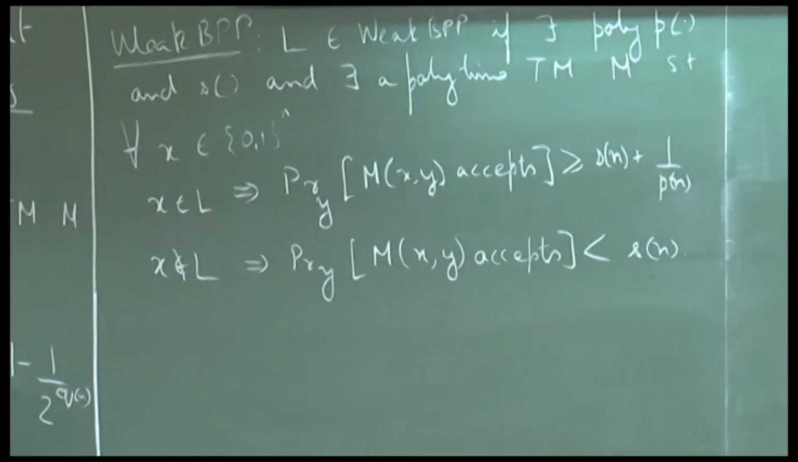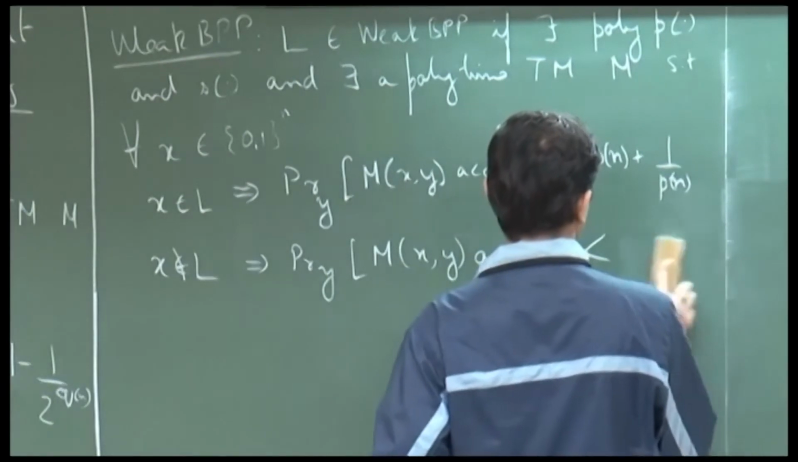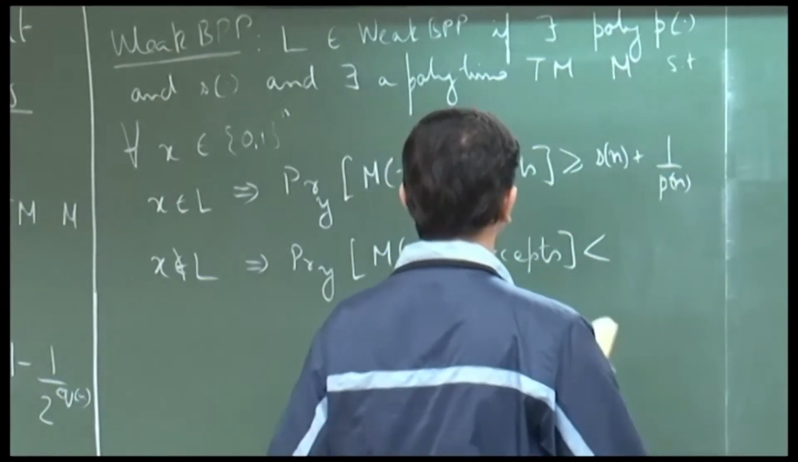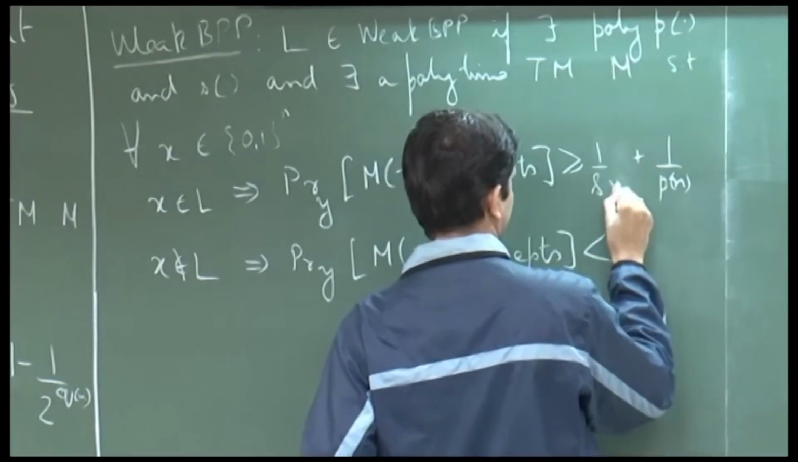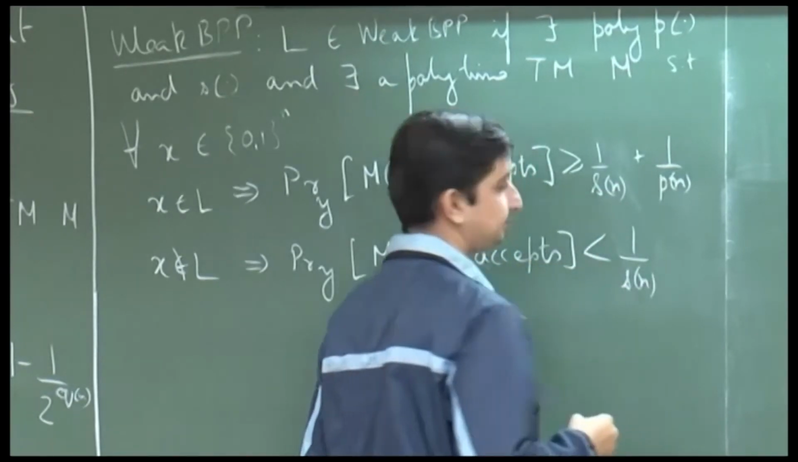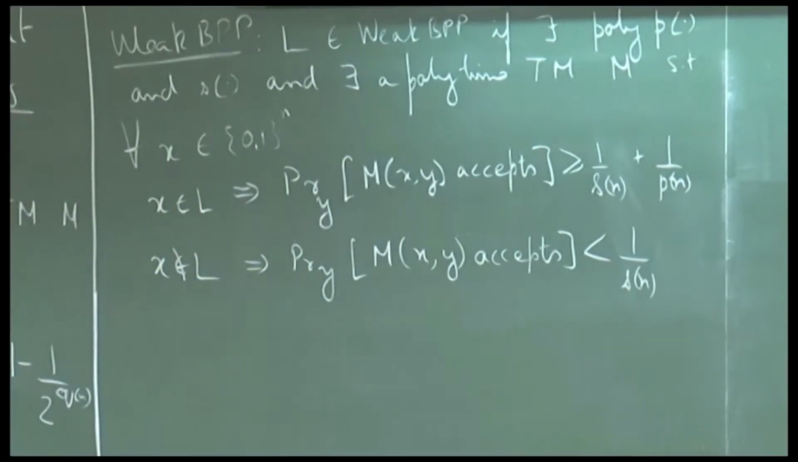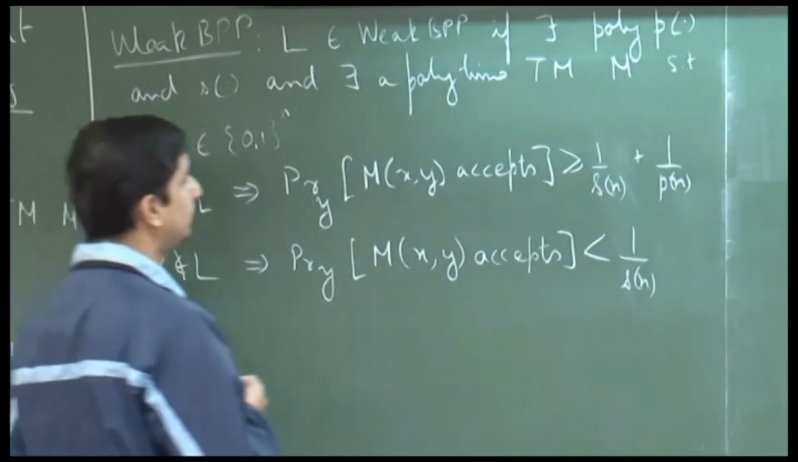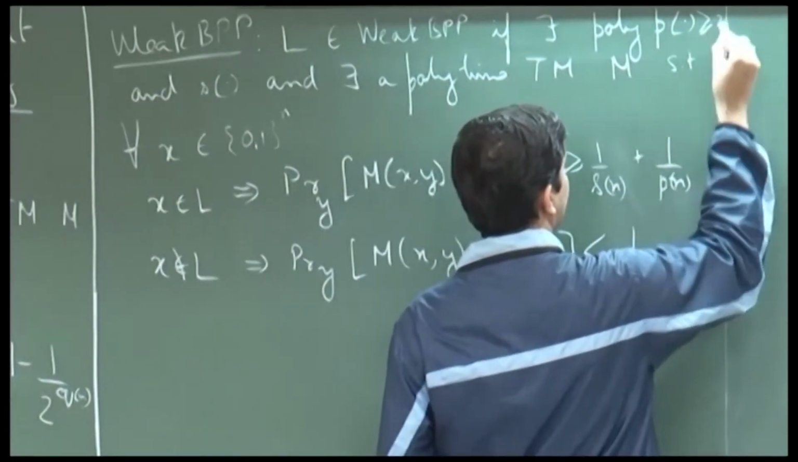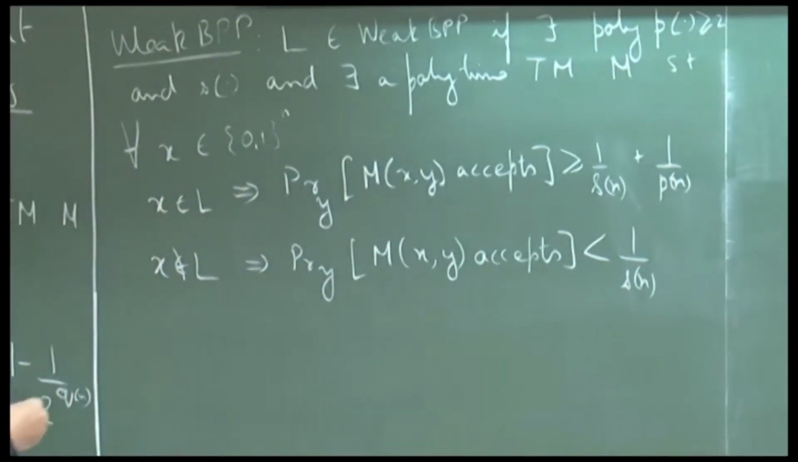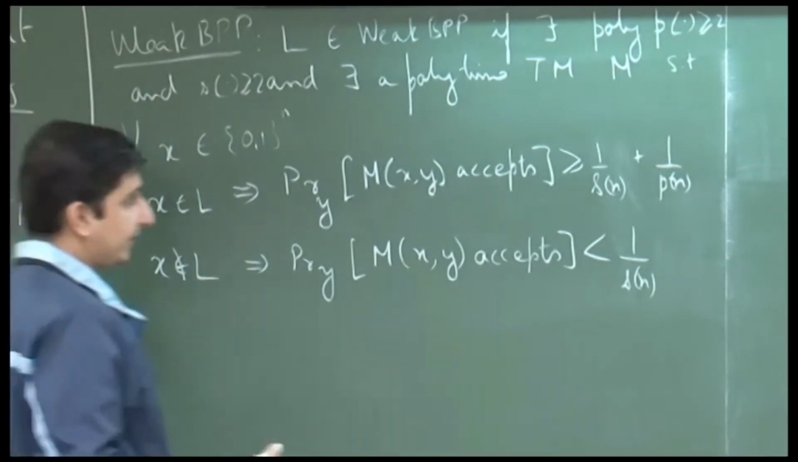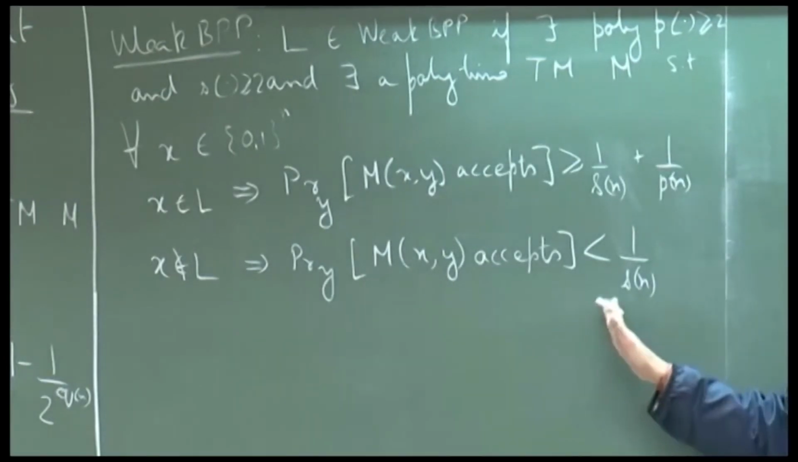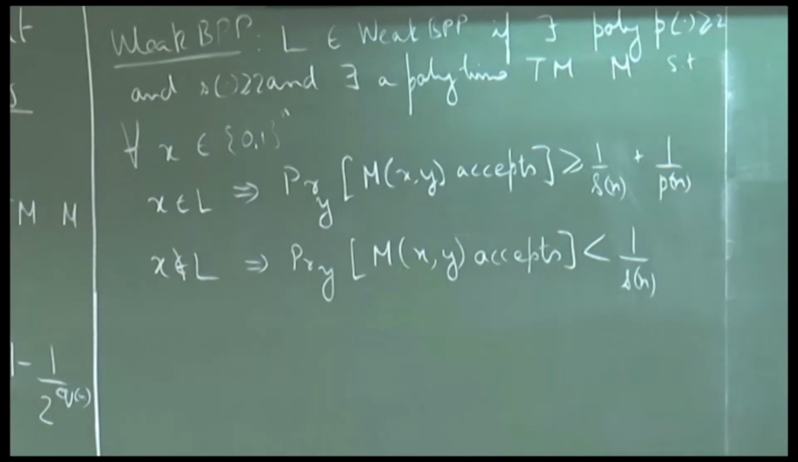I should not write it this way, maybe I should write it as 1 over S(n). And do I need S(n) to be greater than 2 here? Yes, P(n) should be greater than 2. I think we can also enforce S to be greater than 2 as well, it does not matter. The point is that I am free to choose a base value with a gap of some polynomial size.